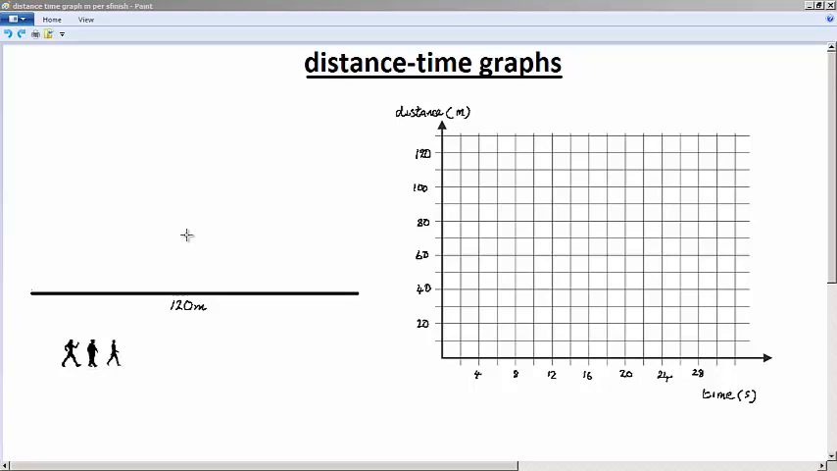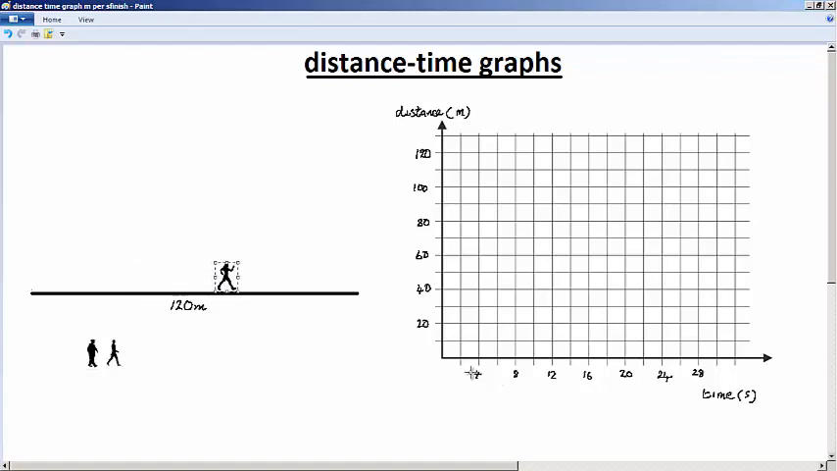In this lesson, we're going to look at distance time graphs for a body moving with a constant speed. So let's imagine that we have a walking race over a distance of about 120 meters, and we're going to record the distance covered by each person, for example, every 4 seconds. So the first person starts, and every 4 seconds we measure the distance and we plot those points on a graph. Okay, so you can see the graph opposite.